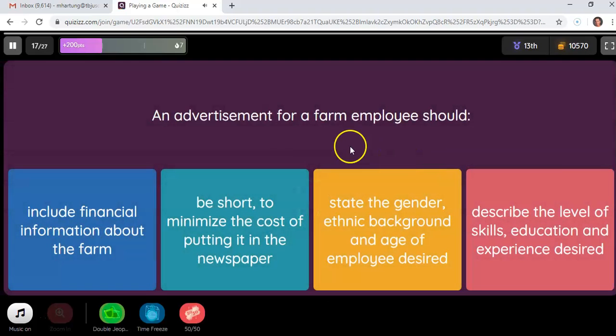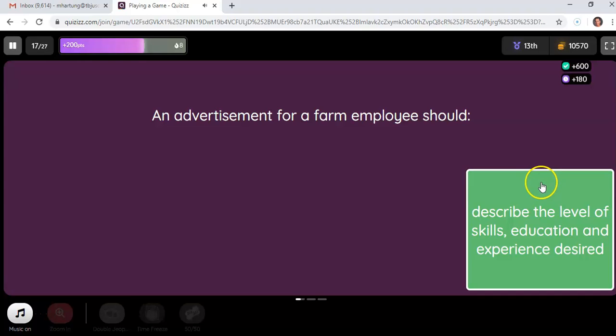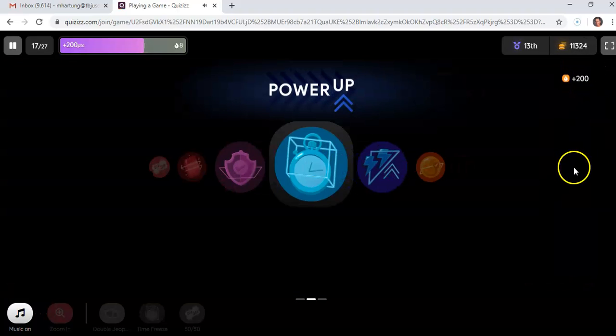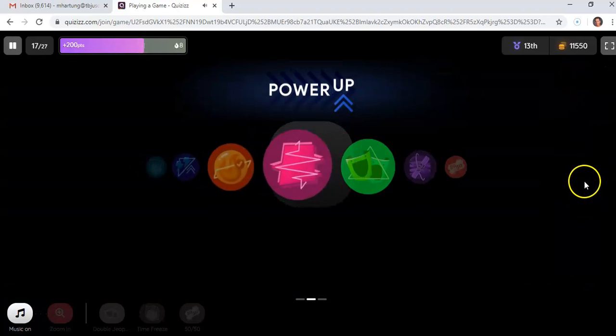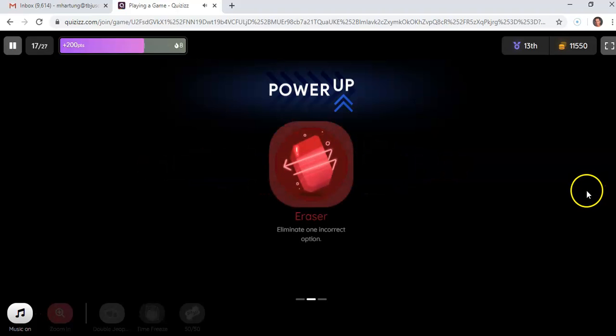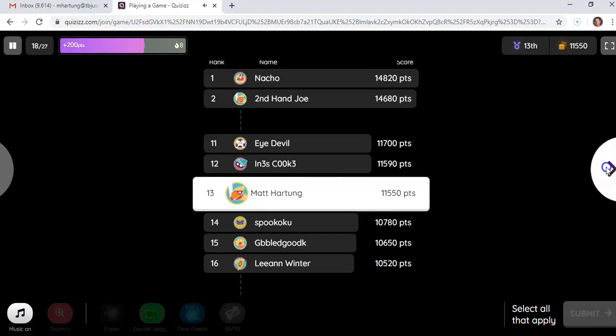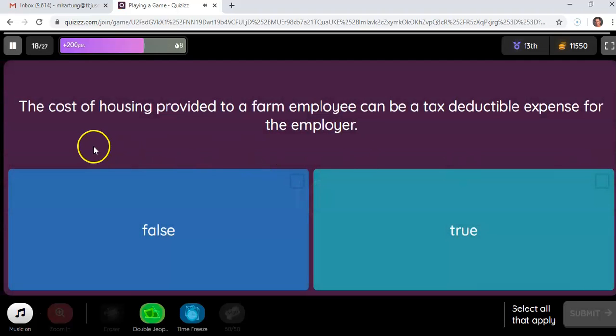An advertisement for a farm employee should include financial information about the farm? Be short? State the gender? Definitely not. Describe the level of skills, education, experience. Yes, that's the most relevant issue when you're looking for an employee. What can you do? How will you help us make more money? How will you help us solve problems?